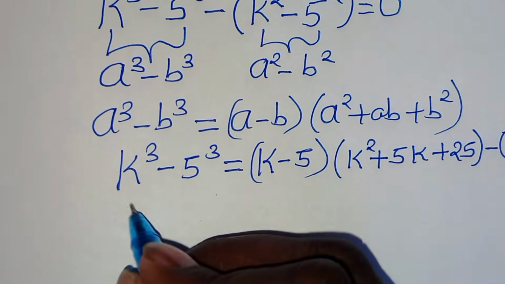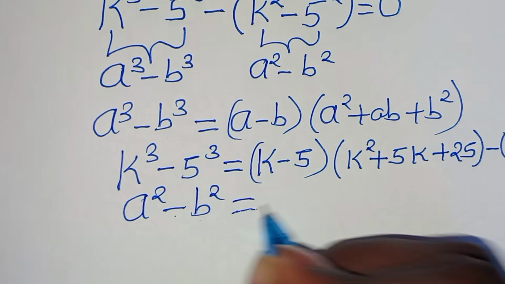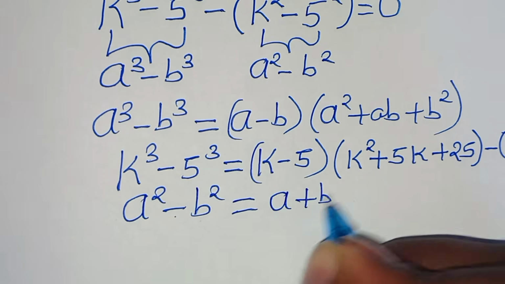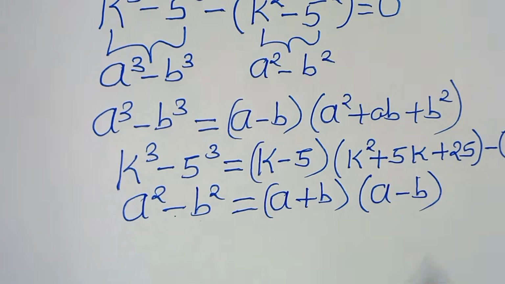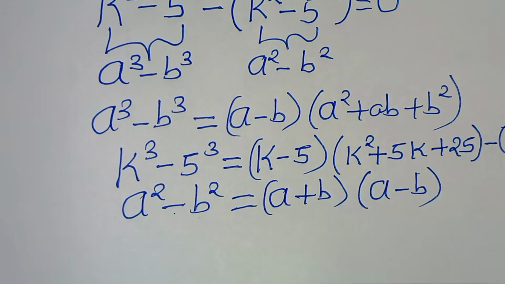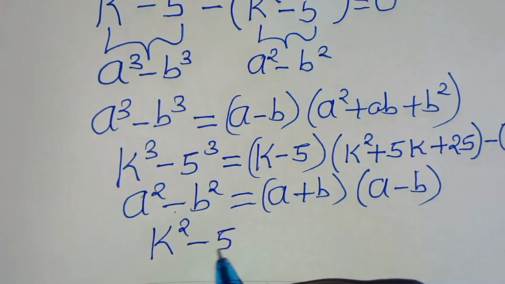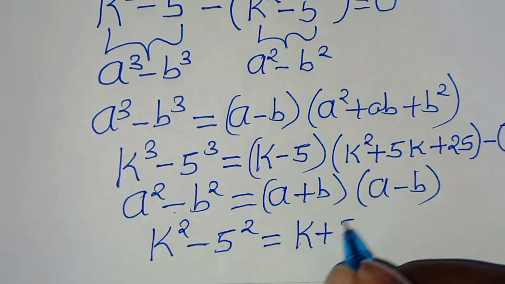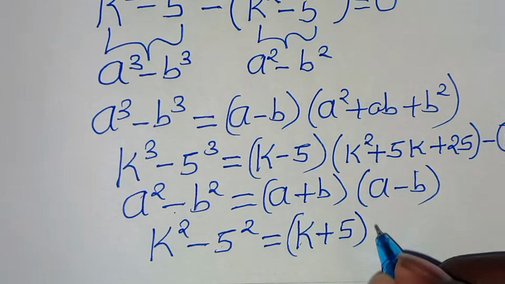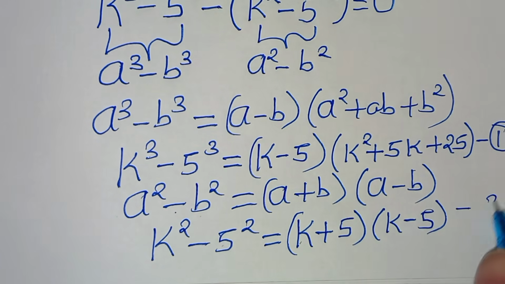Then we have a squared minus b squared. This is the second part, the difference of 2 perfect squares that we can express as a plus b multiplied by a subtract b. So this is to mean that k to the power of 2 subtract 5 to the power of 2. This is the same thing as k plus 5 multiplied by k subtract 5. So this is the second part.